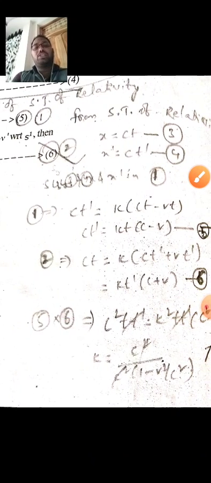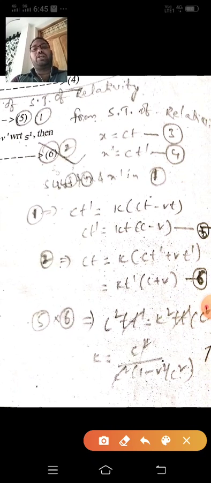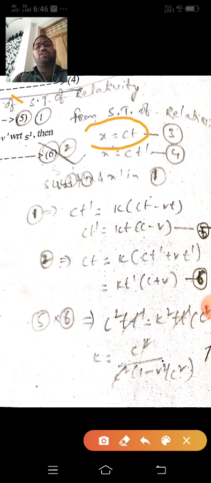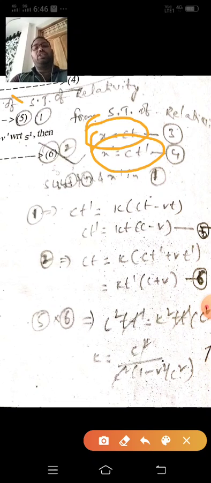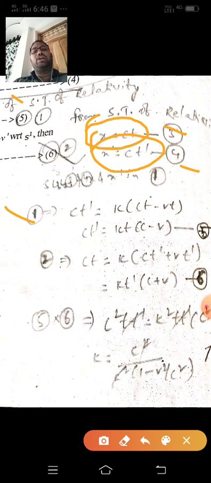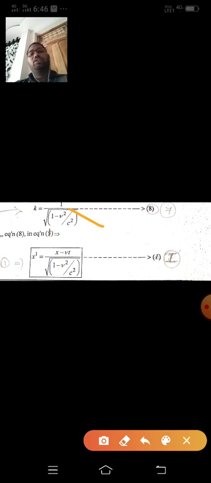By using the special theory of relativity, the second postulate gives x equals ct, and already we know that x dash equals ct dash. Substituting these equations in the first equation, we get ct dash equals k into ct minus vt. Simplifying this equation, we can get the k value. What is the k value? The k value is 1 by under root of 1 minus v square by c square.